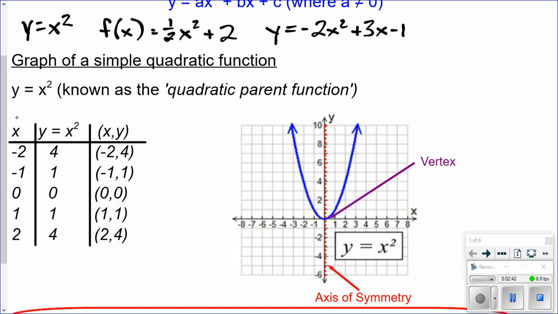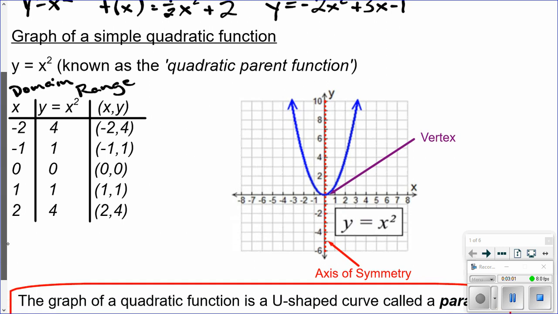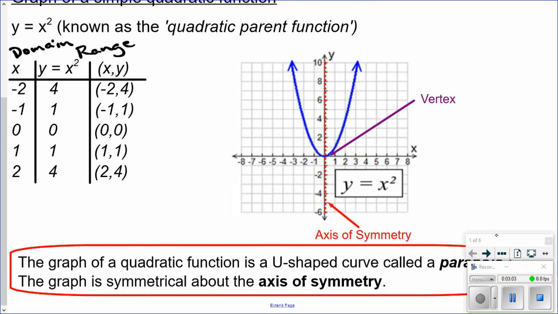Remember that the x values, we're going to talk about this more later, the x values, your input values, are also known as the domain, and the output that you get, the y value, is known as the range. So we'll come back to that later. So when I graph that, this is what I get. And so you can see it's kind of U-shaped.